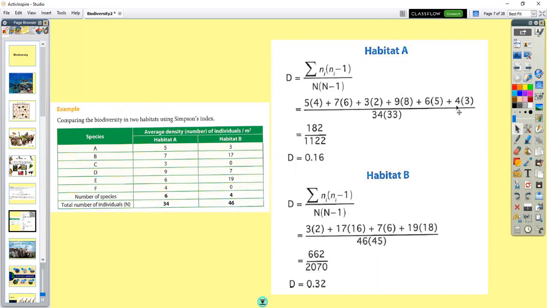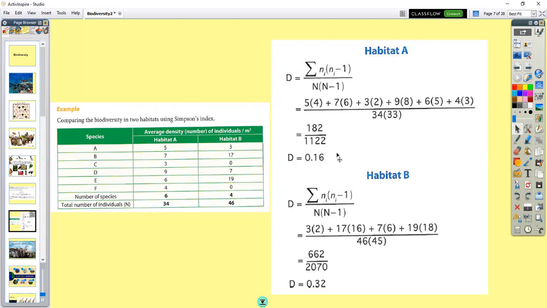Working out habitat A using Simpson's index: you've got 5 multiplied by n minus 1, which is 4, 7 by 6, 3 by 2, 9 by 8, 6 by 5, and 4 by 3. You add those all up and divide by big N, the total number, which is 34 multiplied by 33. The sum of those is 182, divided by 1,122, which gives you 0.16.